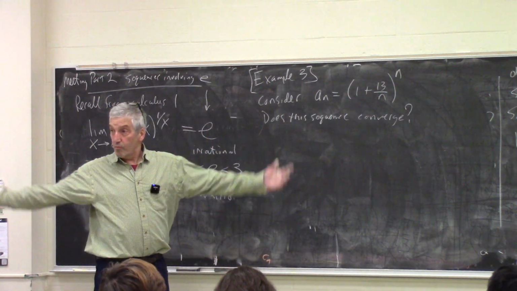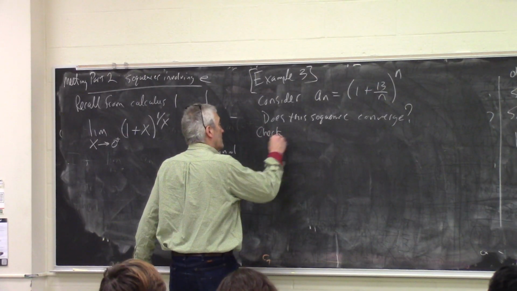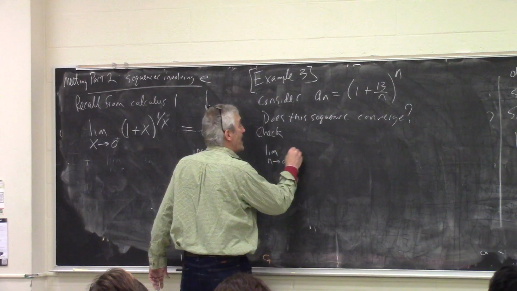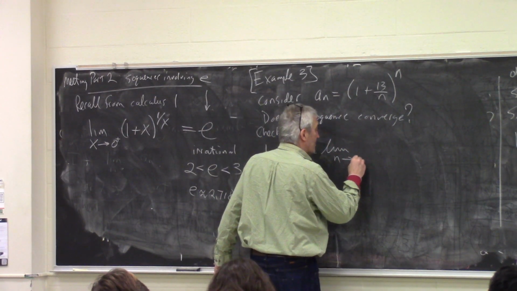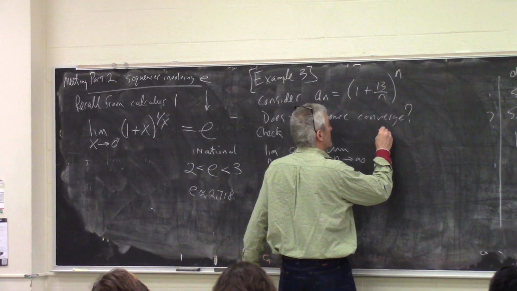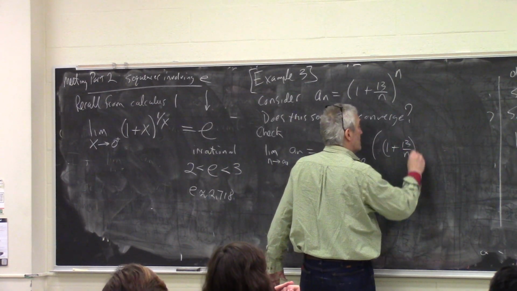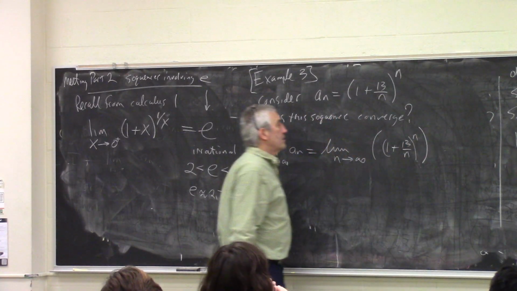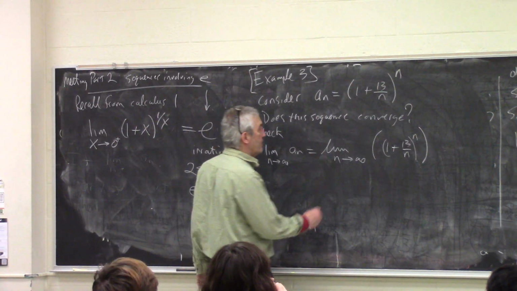Well, that means we want to think about the limit. So the limit as n goes to infinity of a_n is the limit as n goes to infinity of (1 plus 13 over n) raised to the nth power. Now, this is going to make you mad.